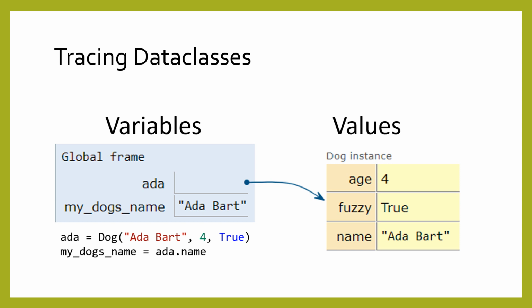These arrows actually have a lot more significance than we want to talk about right now. But the important thing to recognize is that the ada variable points to a much more complex value than the myDogsName variable.